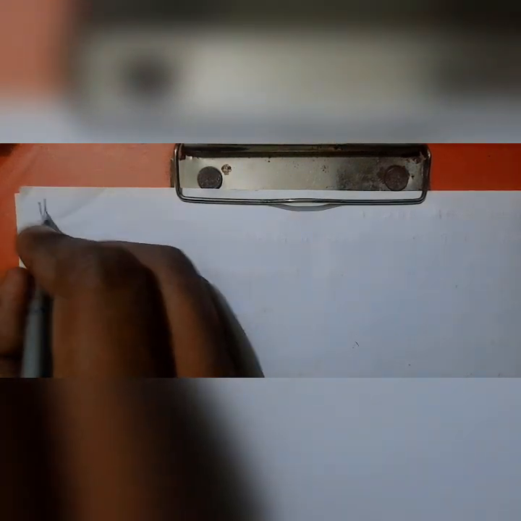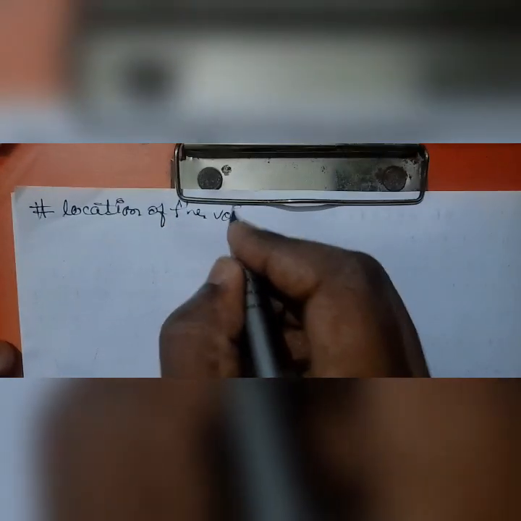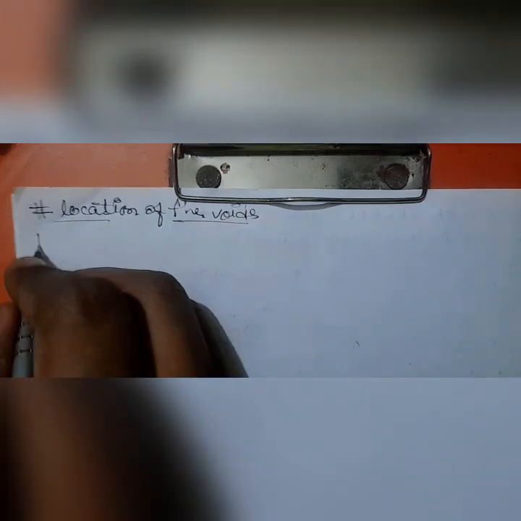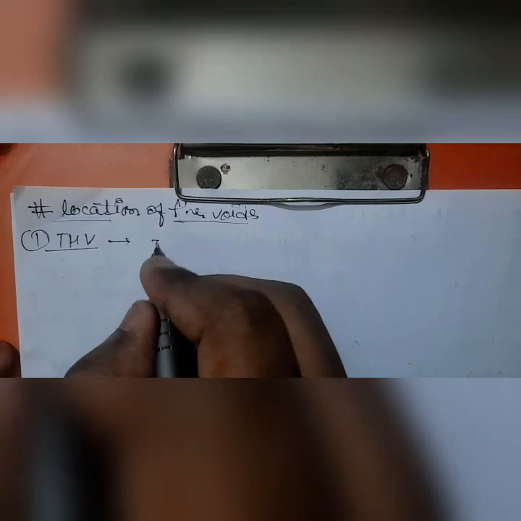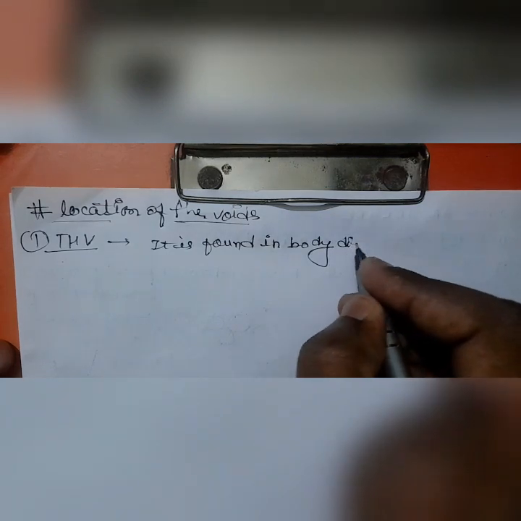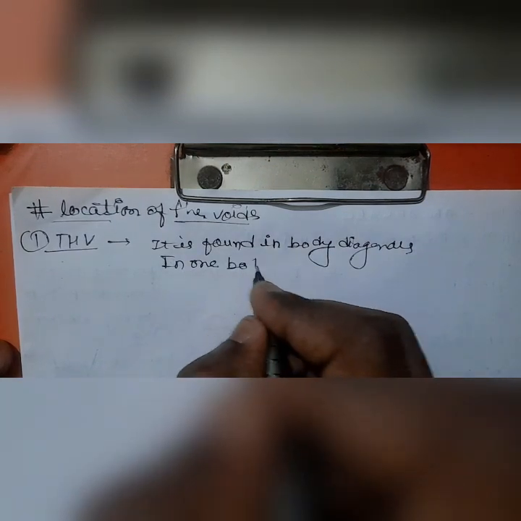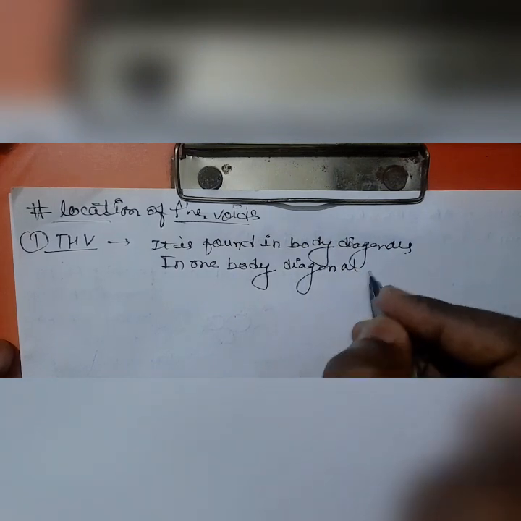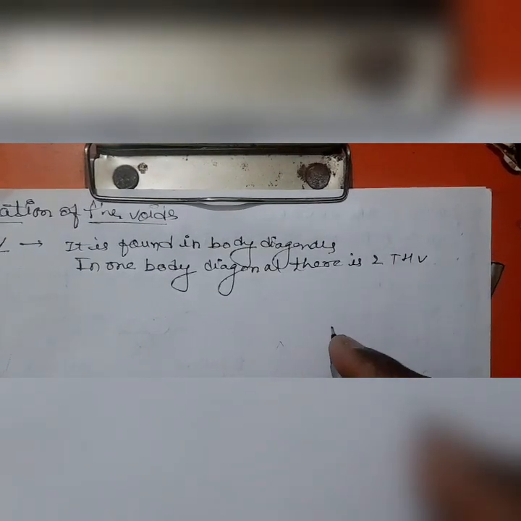Okay, now lastly we are going to discuss the location of the voids. Firstly, we start with tetrahedral voids. There are 2 tetrahedral voids on each body diagonal, meaning they are found on body diagonals. In one body diagonal, there are 2 tetrahedral voids.